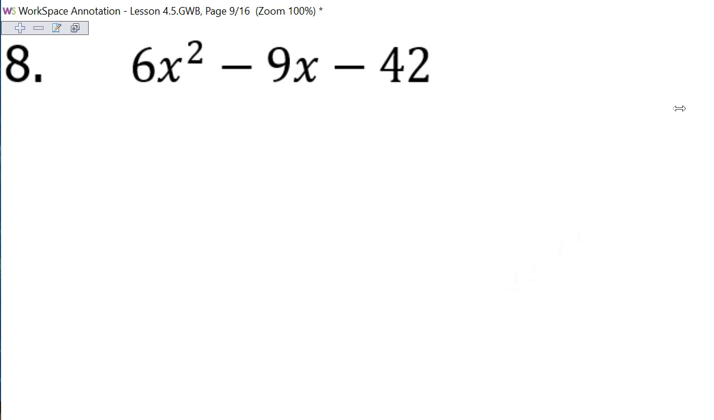Next one, number 8. Number 8, if it's larger than a 1x squared, what should you look for? Greatest common factor. What's the GCF for this one? 3. But 3 times, this would be a 2x squared. 3 times what gives me negative 9x? Negative 3x.